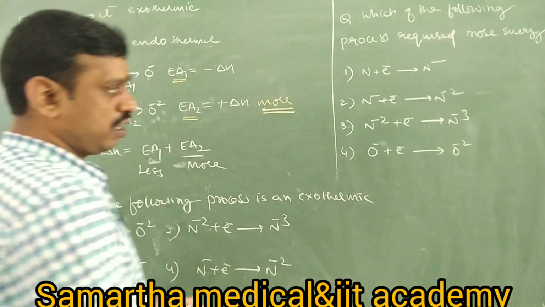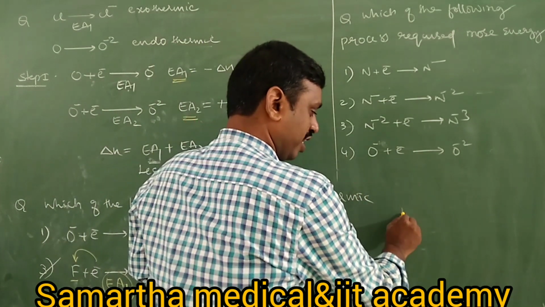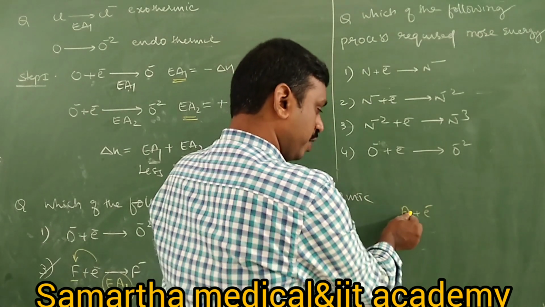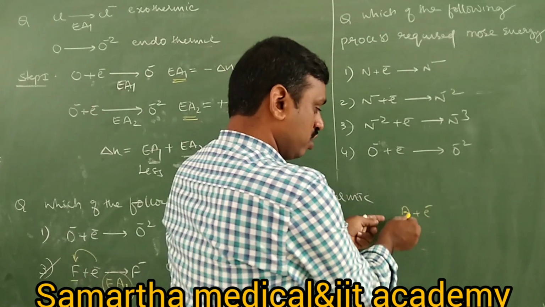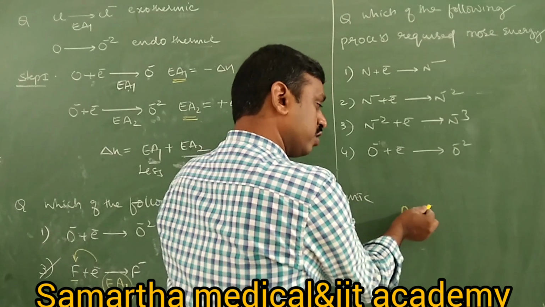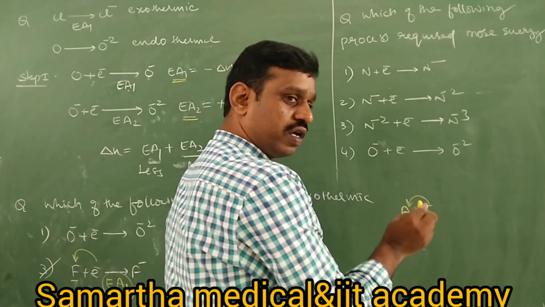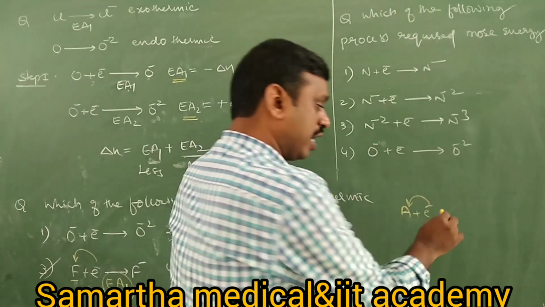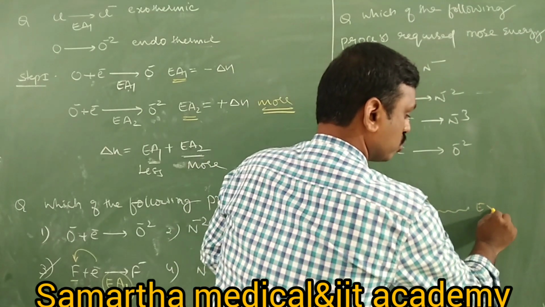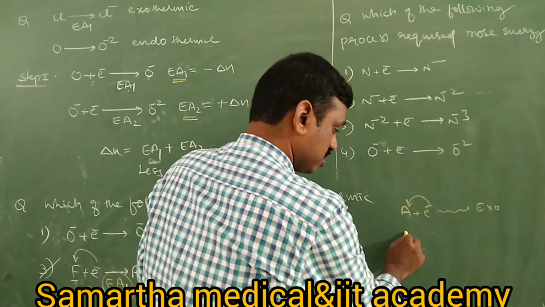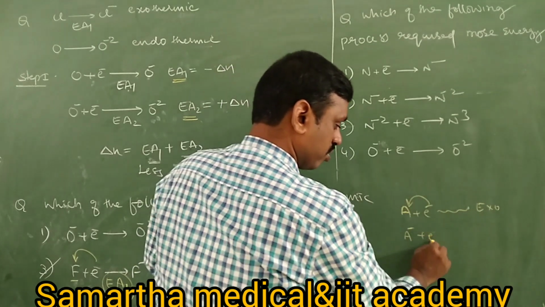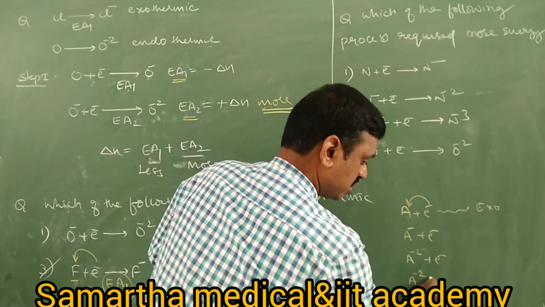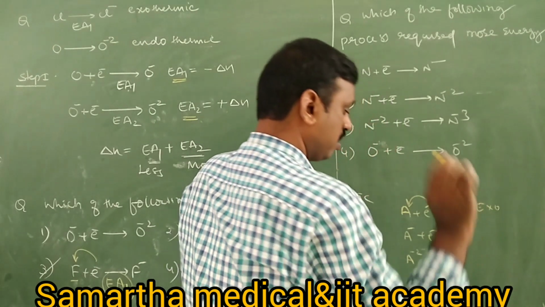Obviously, the addition of one electron to a neutral atom is easy. Why? It is exothermic, and moreover, the neutral atom always attracts the electron. Because of attraction, the addition becomes easy, and energy will be released. Whereas, if you take A minus plus electron, A minus 2 plus electron, A minus 3, come on, tell me.